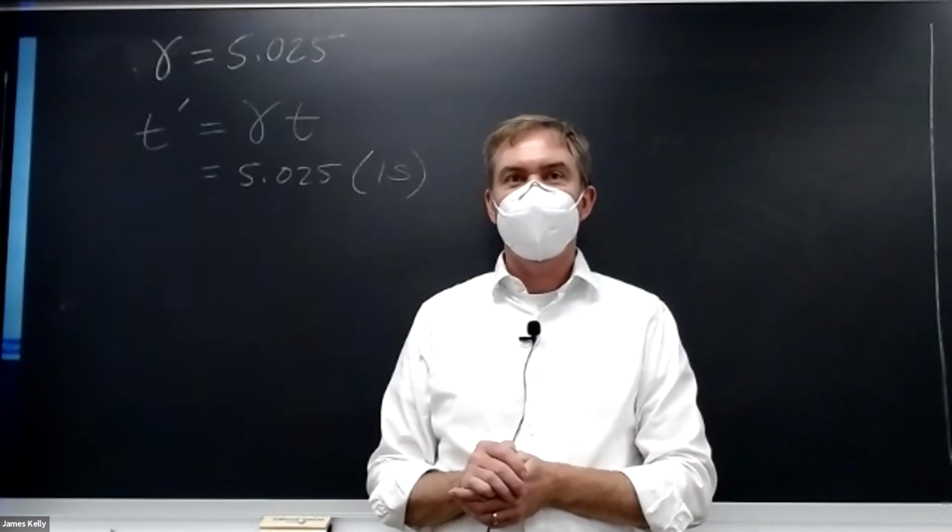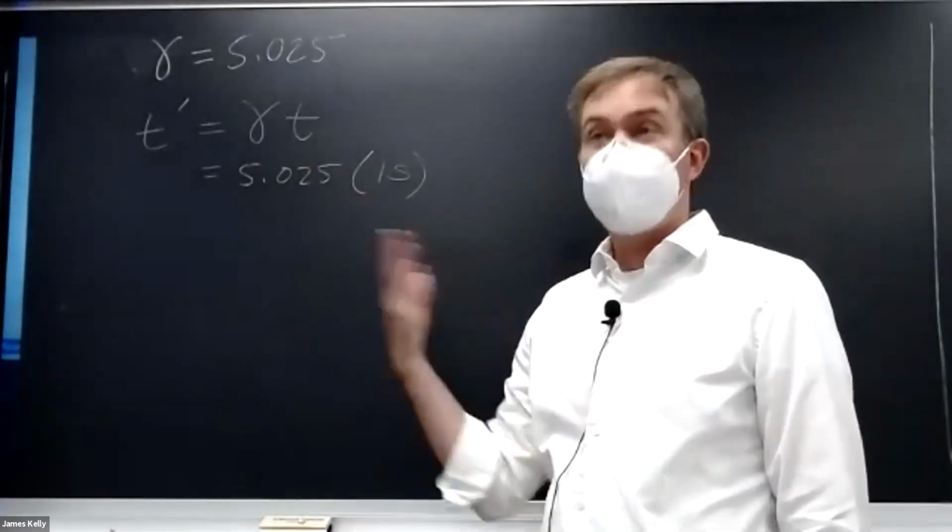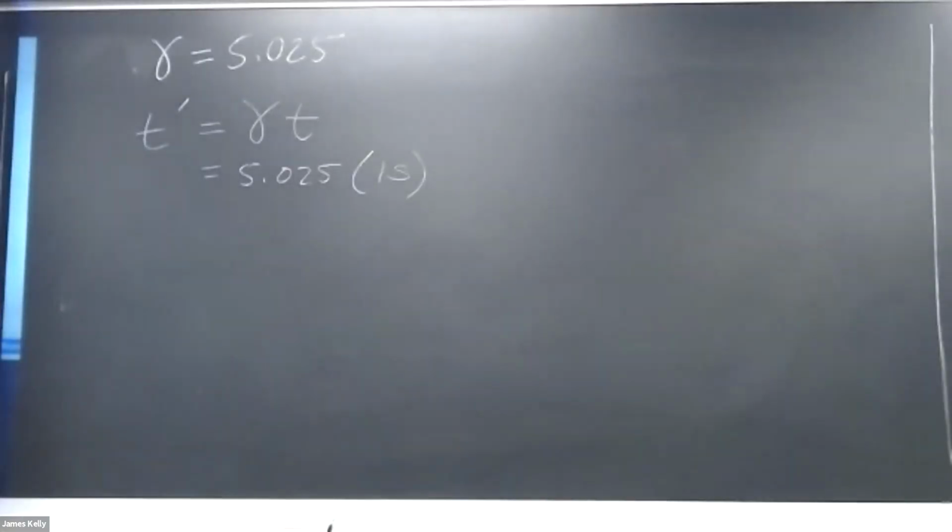Right, so I'm on Earth. I see the ship coming by with a speed that corresponds to gamma equals 5.025. From the ship's point of view, they feel at rest, and they see the Earth zooming towards them with a gamma corresponding to 5.025. And so the situation is completely symmetric between the two.